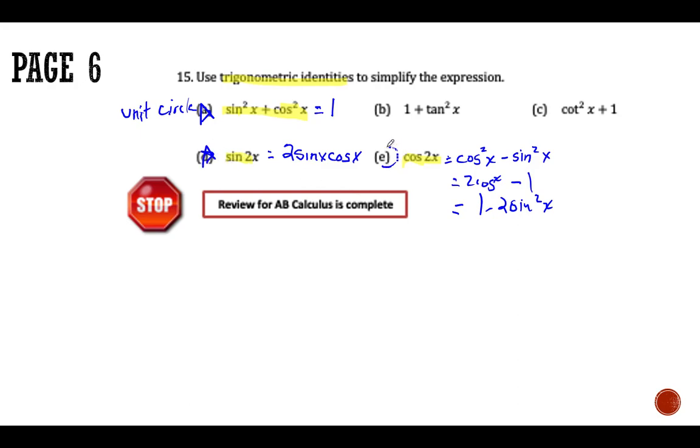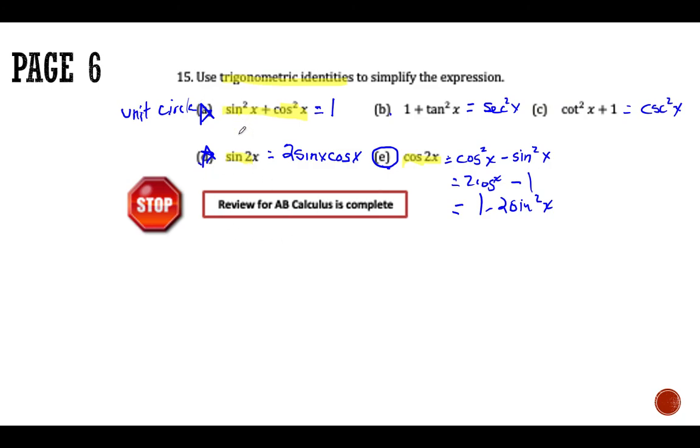This comes up a little bit more often in multivariable calculus than it does in single variable calculus, which is AP. 1 plus tangent squared is equal to secant squared, and 1 plus cotangent squared x is equal to cosecant squared. Again, those 2 don't come up very often. This one comes up every so often. These 2 come up a lot in calculus.